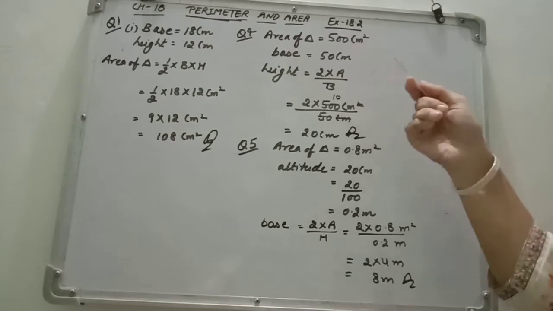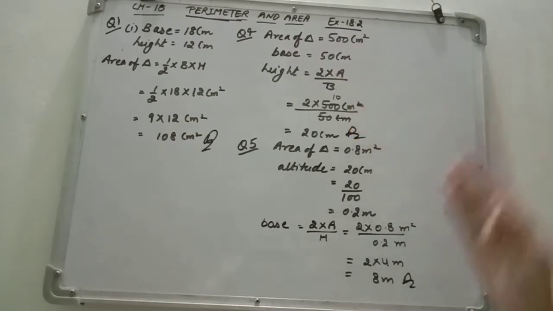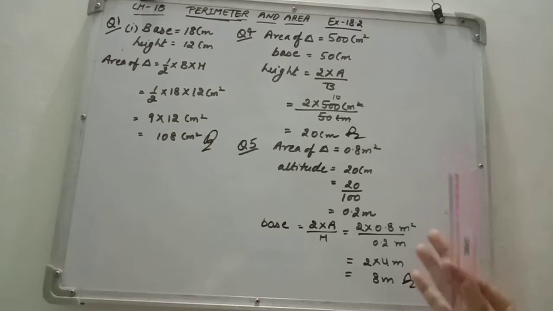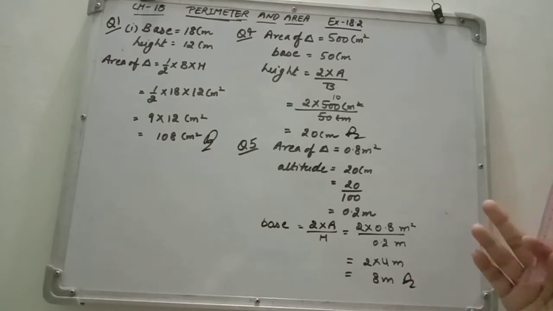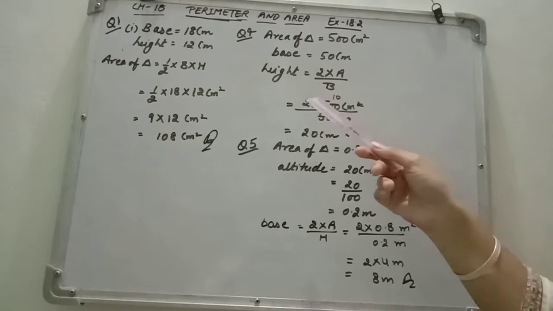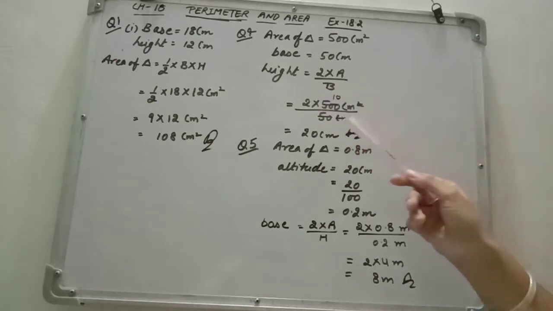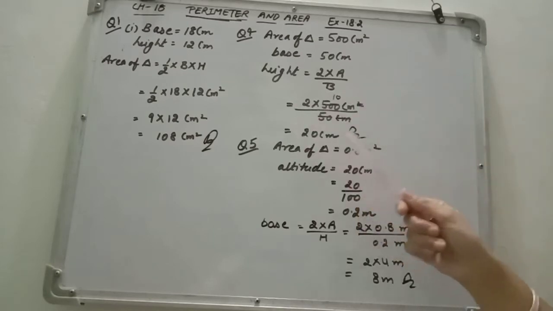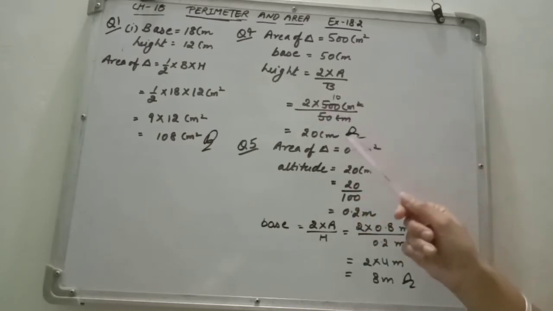Now next example, we take question number 4. Here the area of the triangle is given to you. Base is given to you and they said find the height. Again first we check whether the units are the same or not. You can see here the units are the same, so no need to change anything. So simply take the formula, put in the values and get the answer. Height is equal to 2 into area over base. So 2 into 500 centimeter square over 50 centimeter. 50 cut with 500 gives 10. 2 into 10, 20 centimeter.